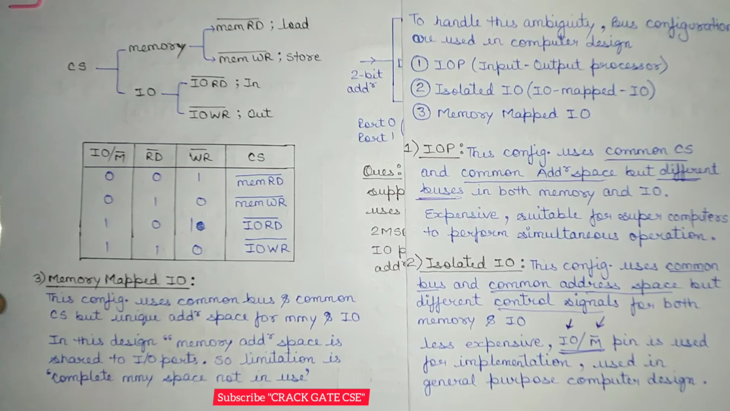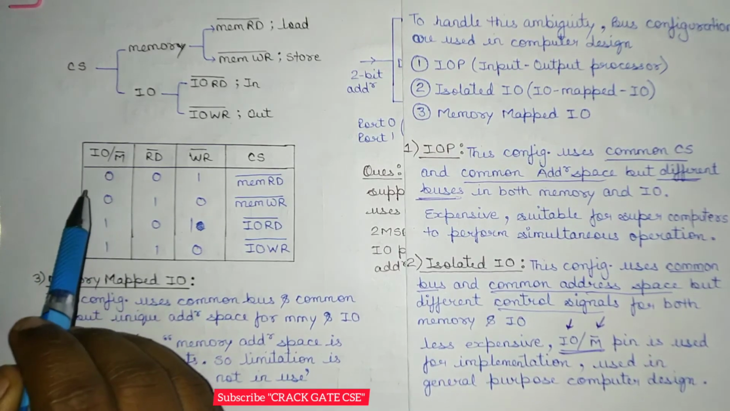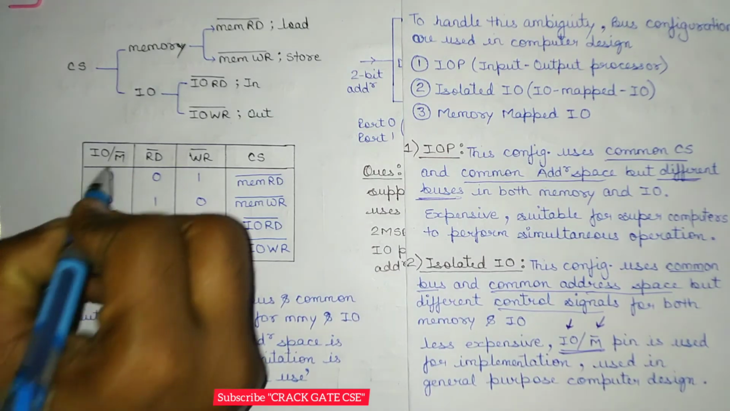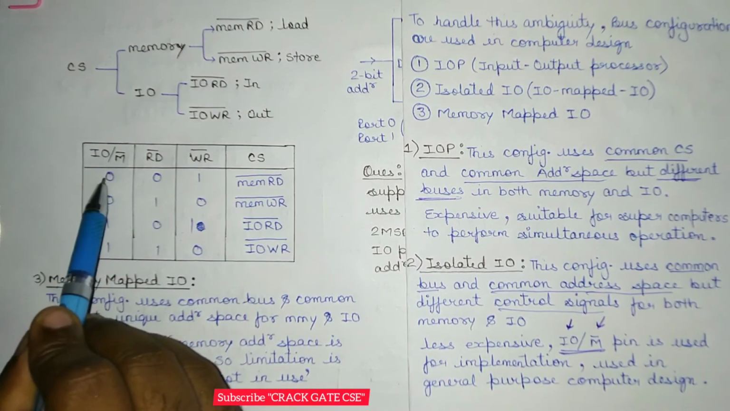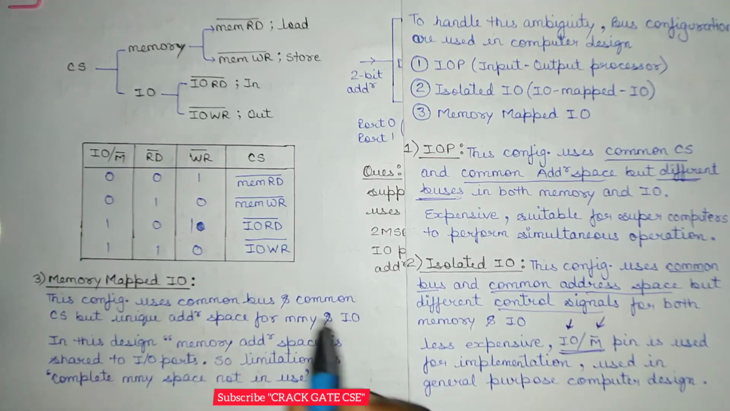Now you can try to understand this particular table. So this particular table explains everything about this isolated IO configuration. So this IO/M bar is a special pin which tells you whether we are working on the memory or we are working on the IO. So this M is an active low pin. So if this is 0, that means the memory is activated. That means the operation is performed on memory.